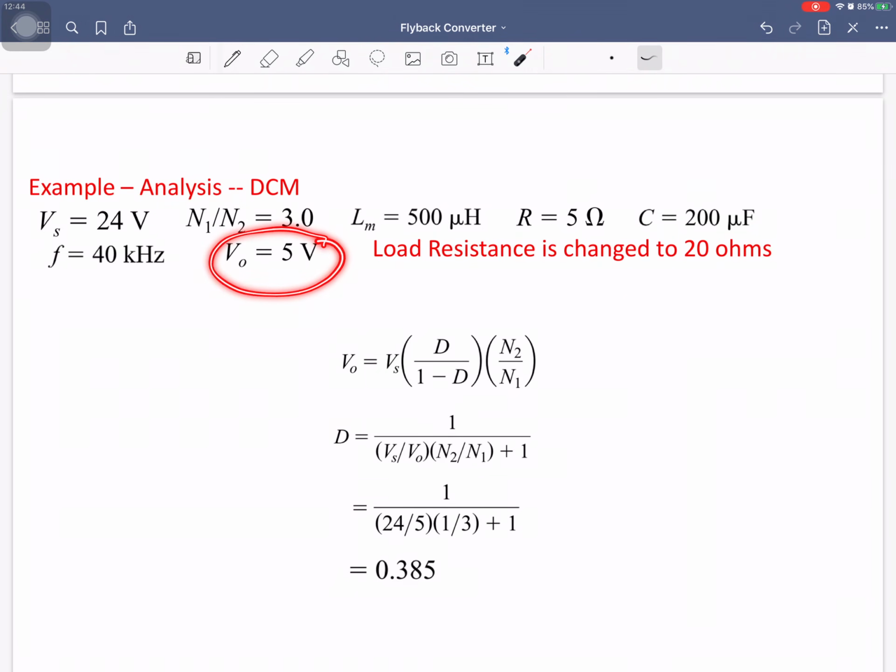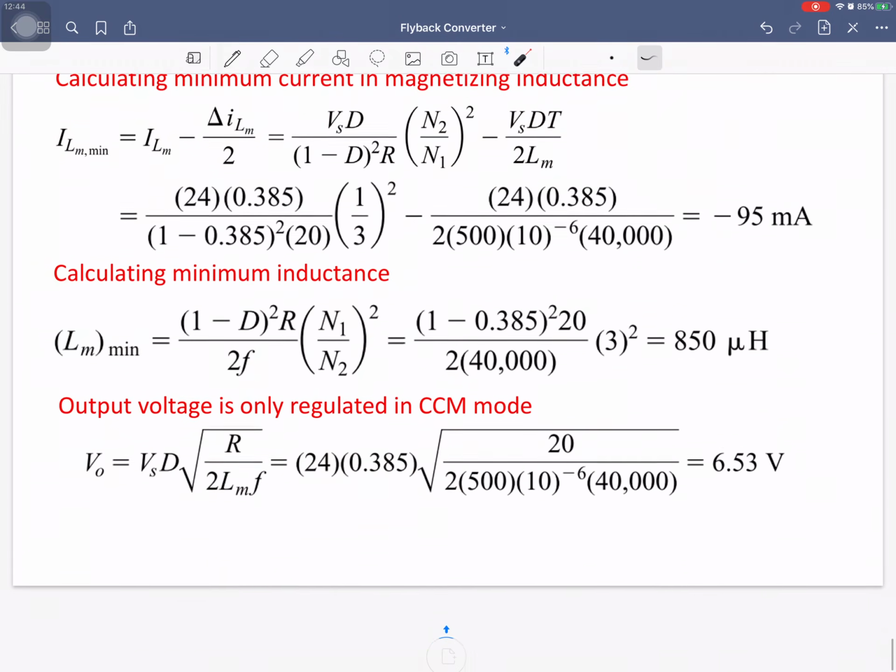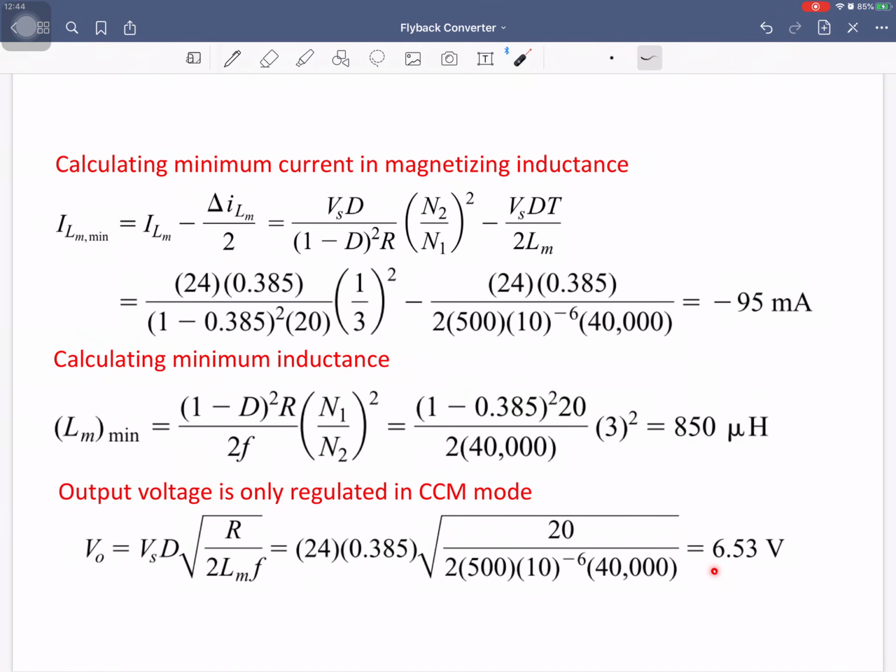This you can see over here. Is it 5 volt? No. So it means our circuit is not regulating the voltage. So if we keep the inductance less than the required inductance to keep our circuit in the continuous conduction mode, our circuit goes into discontinuous conduction mode, and then it will not be regulating the voltage. It can only regulate the voltage in the continuous conduction mode.